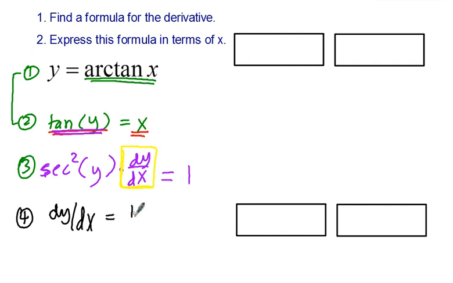So we get 1 divided by secant squared of y. Okay, and this completes the first task. If we just want a formula for the derivative, if you're willing to plug in the y component of a given point, then you can just throw it into this formula right here and you will know the slope.